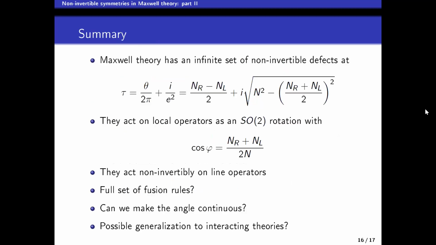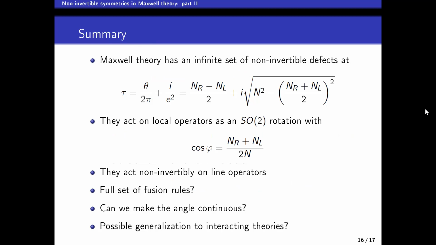Okay. Also, let me just mention, let me summarize. With a simple Lagrangian approach, we show that Maxwell theory has an infinite set of non-invertible defects at this value of tau. These defects act on local operators as an SO(2) rotation with some specific value of the angle phi, where they act non-invertibly on line operators.